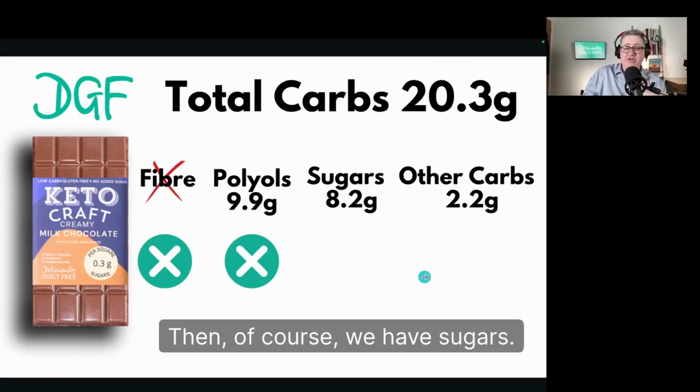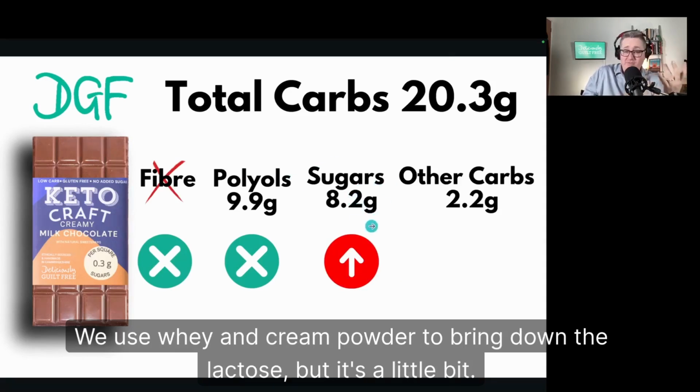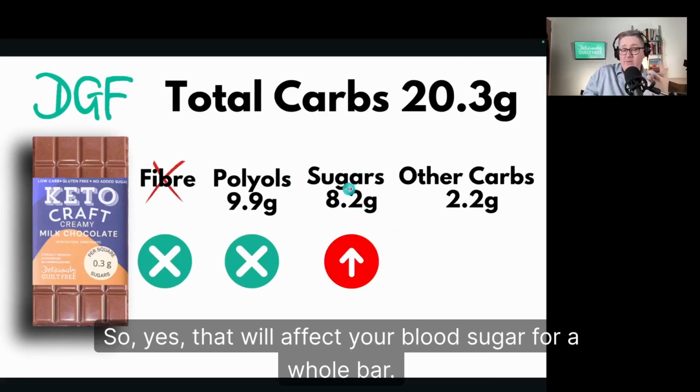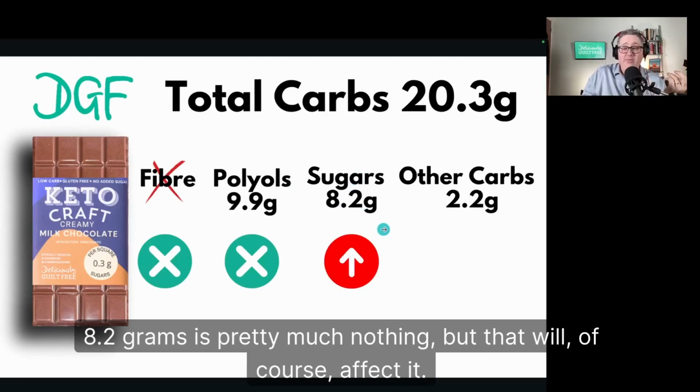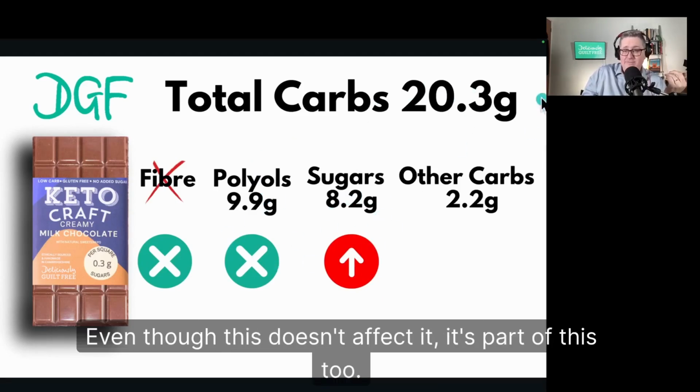Then, of course, we have sugars. Now, 8.2 grams, that's actually mostly lactose from the milk and cream powder. We use whey and cream powder to bring down the lactose, but still a little bit. So, yes, that will affect your blood sugar. For a whole bar, 8.2 grams is pretty much nothing. But that will, of course, affect it. So that's also part of this. Even though this doesn't affect it, it's part of this too.